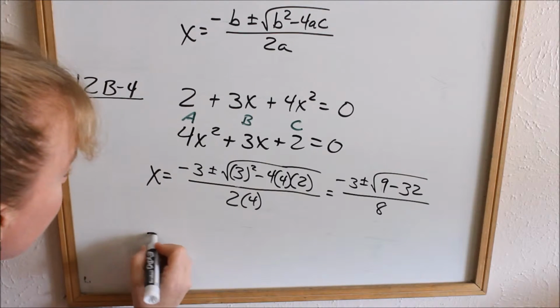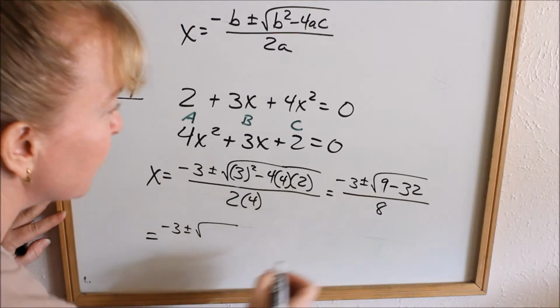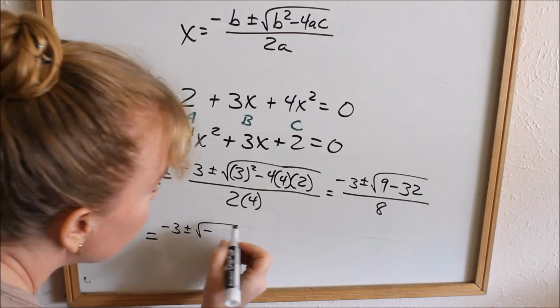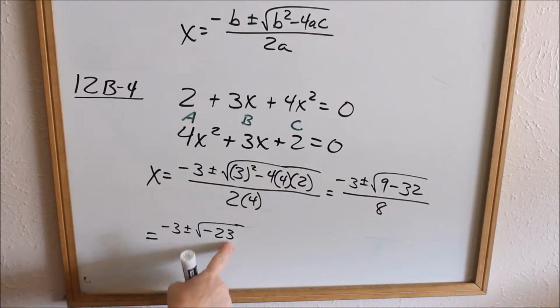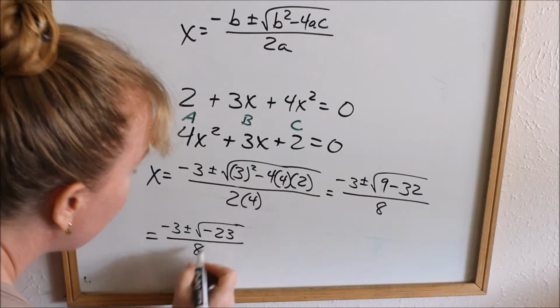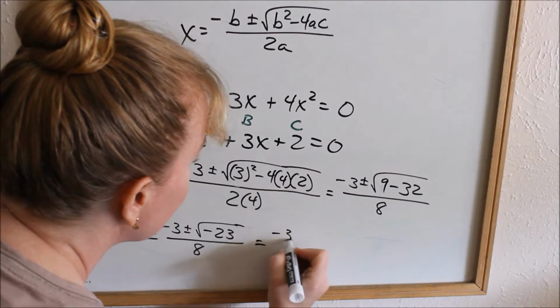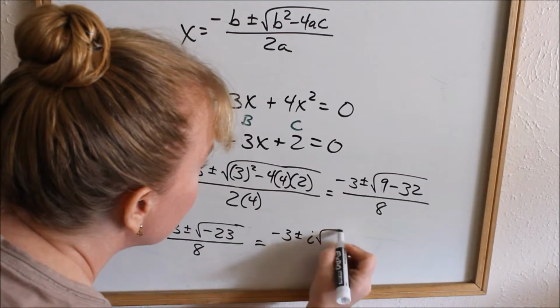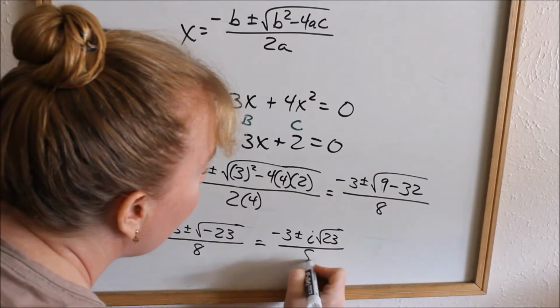Okay, let's keep going. So we still have our negative 3 plus or minus a square root. 9 minus 32 is going to be a negative 23. Did I do that right? 9 plus 3 is 12. Okay, 32. So negative. You have a negative under the radical. What does that imply? Imaginary number. Okay? So all over 8. So now we need to pull this out as an i, as an imaginary number. So we have negative 3 plus or minus i square root of 23, and I cannot simplify square root of 23 anymore, so I can leave it like that, all over 8.